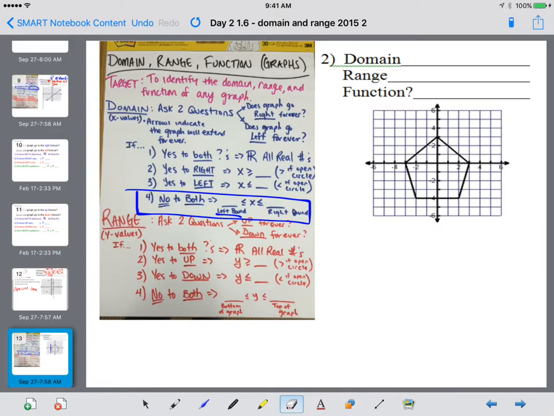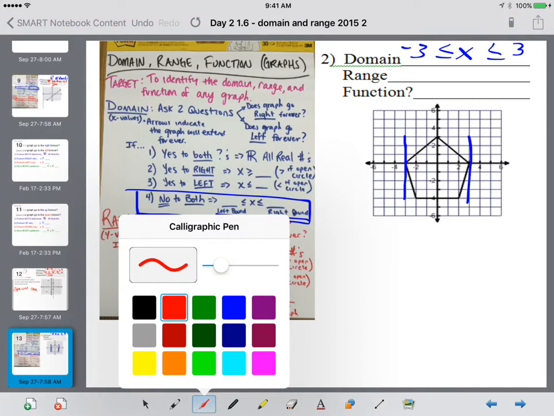Let me get a little closer than that. The left edge of the graph would be right here, and the right edge of the graph would be right here. So to write this, I'm going to put my less than or equal to with x in the middle. And I'm going to use my left point. Well, that's -3, so that's going to go on the left. And 3, which is my right bound point. I'm done with the domain.